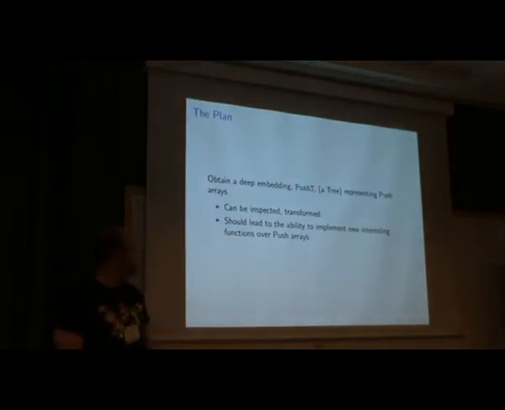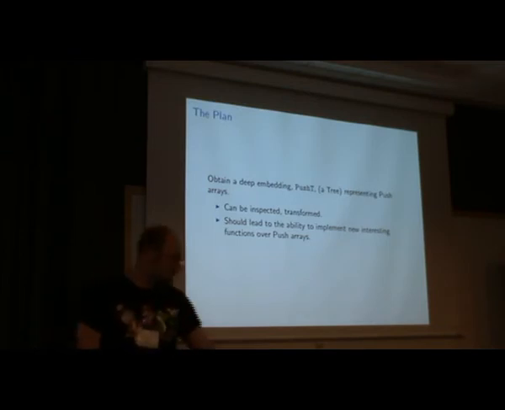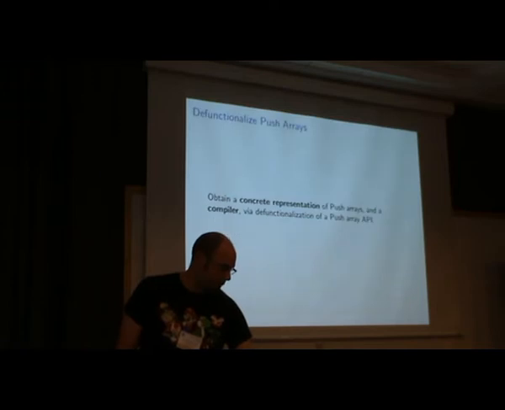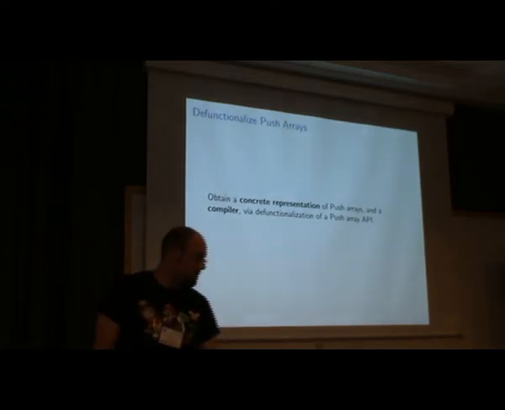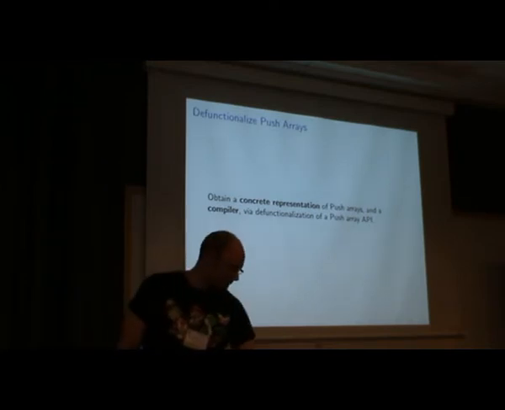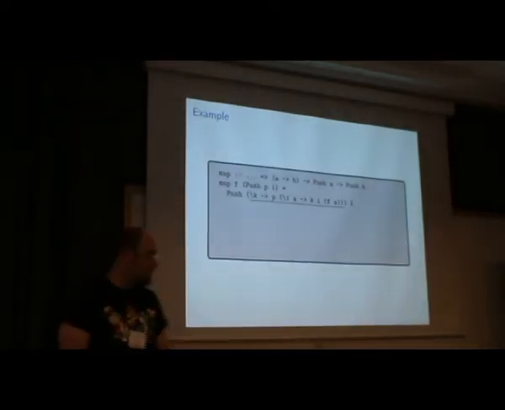So the plan is to obtain a deep embedding, push T, that represents push arrays. If we get that deep embedding, we can inspect it, transform it, and maybe this should lead to opportunities to implement new and interesting functions over push arrays. And we chose to approach this via defunctionalization. So how does that work?